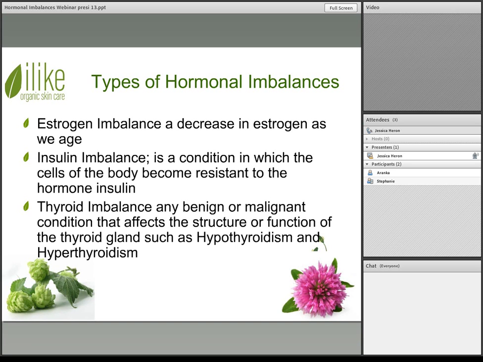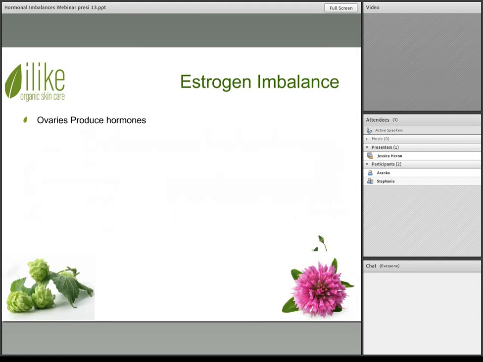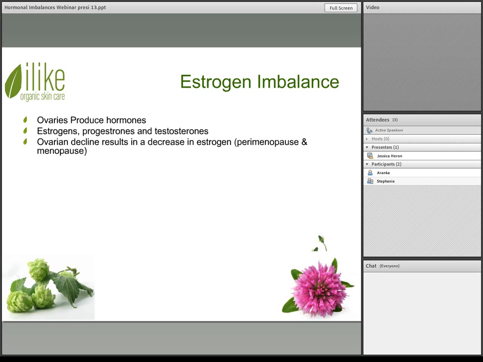So we'll take a look first at estrogen imbalance. Estrogen is produced in the female body, in the ovaries. Chief among these hormones are estrogens, progesterones, and also testosterones. Ovarian decline results in a decrease in estrogen, and as women age, this estrogen declines.